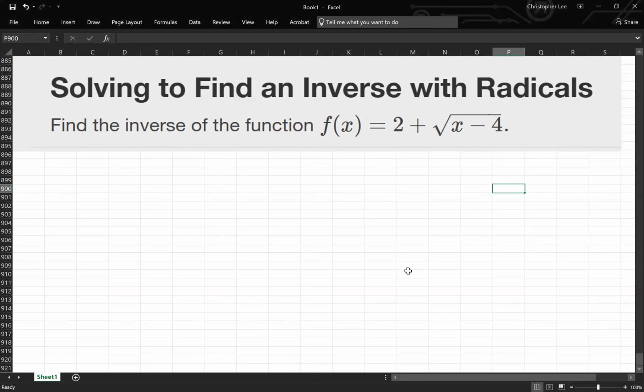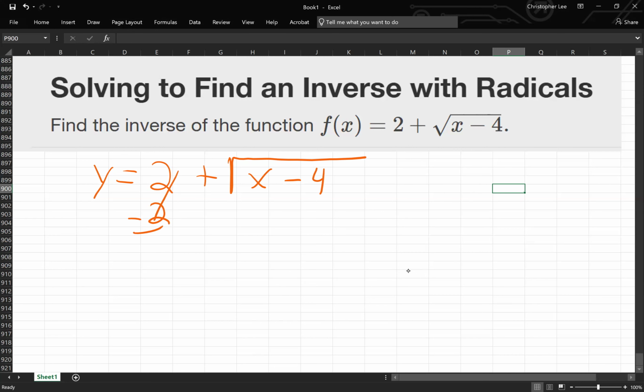So what you do is literally the same thing. Rewrite this as y equals 2 plus the square root of x minus 4. And then your choice. If you want to swap it now and then solve for y, cool. If you want to solve for x and swap at the end, your choice. No pressure there. I'm going to solve for x and swap at the end.